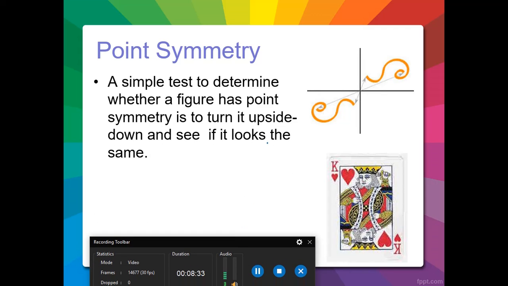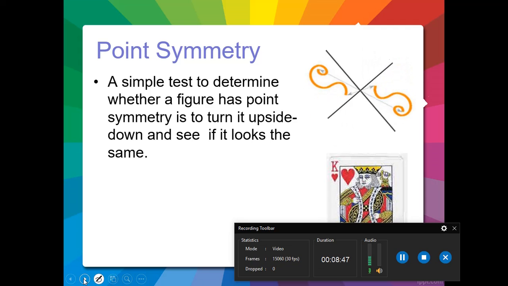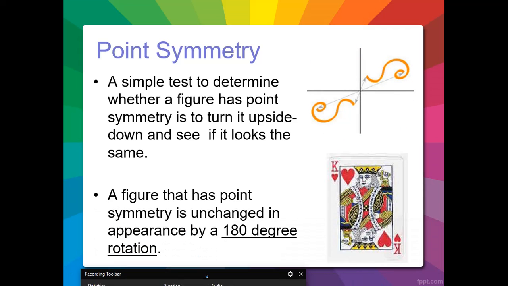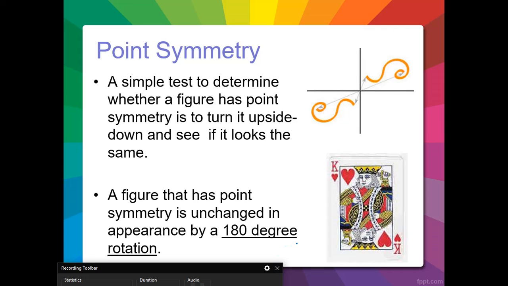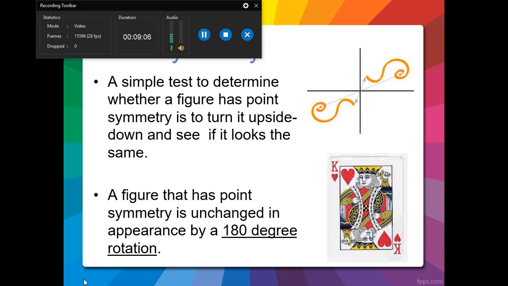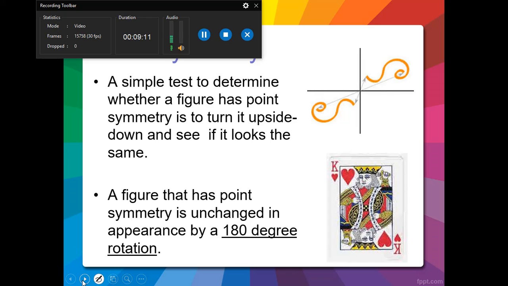If you truly have point symmetry, all you have to do is turn the figure upside down and see if it looks exactly the same. So we're going to spin our little swirls. It's going to spin 360 degrees, but you'll see it's the same at 180. There it is. And then again at 360. So if your figure truly has point symmetry, when you rotate it 180 degrees, the image should be unchanged and you should have an identical copy. The same thing is true with our playing card. When I rotate the King of Hearts, he's the same at 180 and then again at 360.